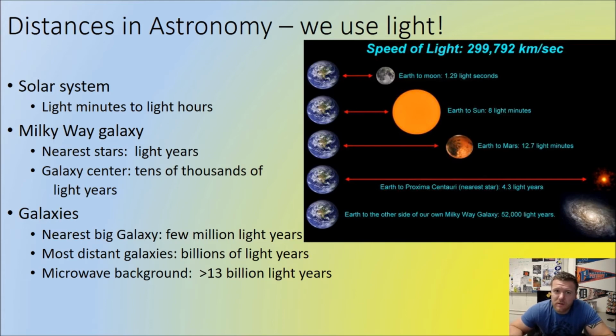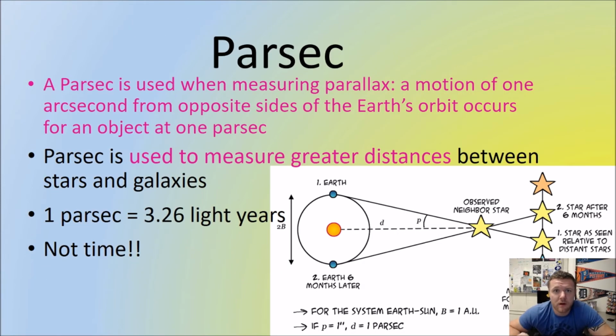Our closest star, just mentioned, is about 4 light years away. Closest galaxy is about 2.5 million light years away. So a parsec is another unit of measurement, which sounds like a time because it has SEC. It sounds like second, but it's not. It's a distance. And a parsec is something that you are only ever going to see in astronomy. It's something that astronomers use.